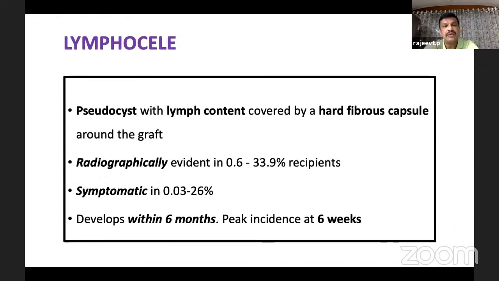Lymphocele. Lymphocele is a pseudocyst containing lymph content, and it is usually covered by a hard fibrous capsule around the graft. Radiologically, it is found in 0.6 to 33% of the recipients, but symptomatic only in 0.03 to 26%. And lymphocele develops within a period of 6 months, and peak incidence is seen around 6 weeks post-transplant.